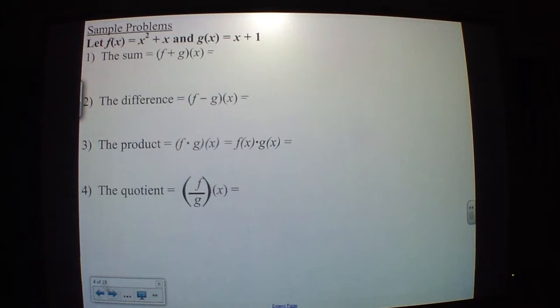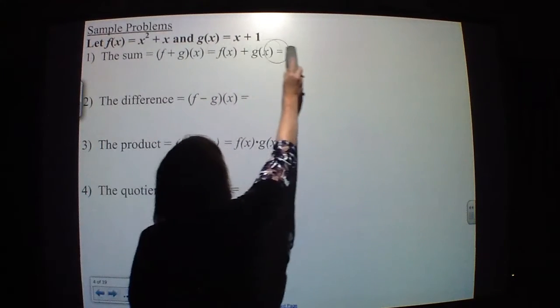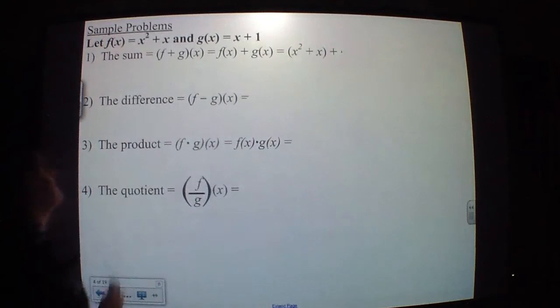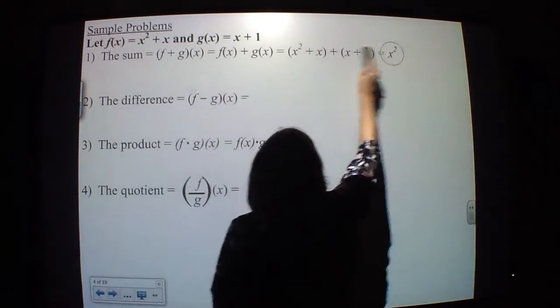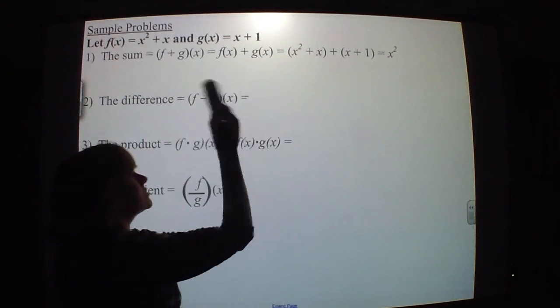So why don't you put it on pause, try these yourself, and then start the video and make sure you got them correct. F plus g of x is f of x plus g of x, x squared plus x plus 1. So you have x squared plus 2x plus 1.